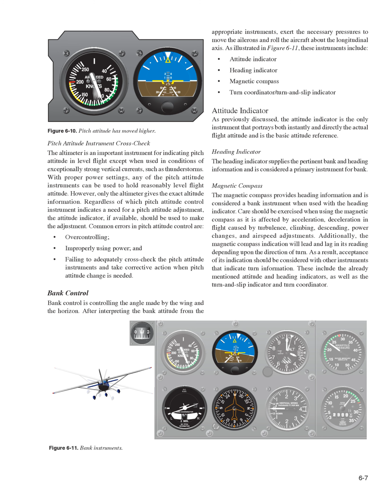Attitude indicator. As previously discussed, the attitude indicator is the only instrument that portrays both instantly and directly the actual flight attitude and is the basic attitude reference. Heading indicator. The heading indicator supplies the pertinent bank and heading information, and is considered a primary instrument for bank. Magnetic compass. The magnetic compass provides heading information, and is considered a bank instrument when used with the heading indicator.